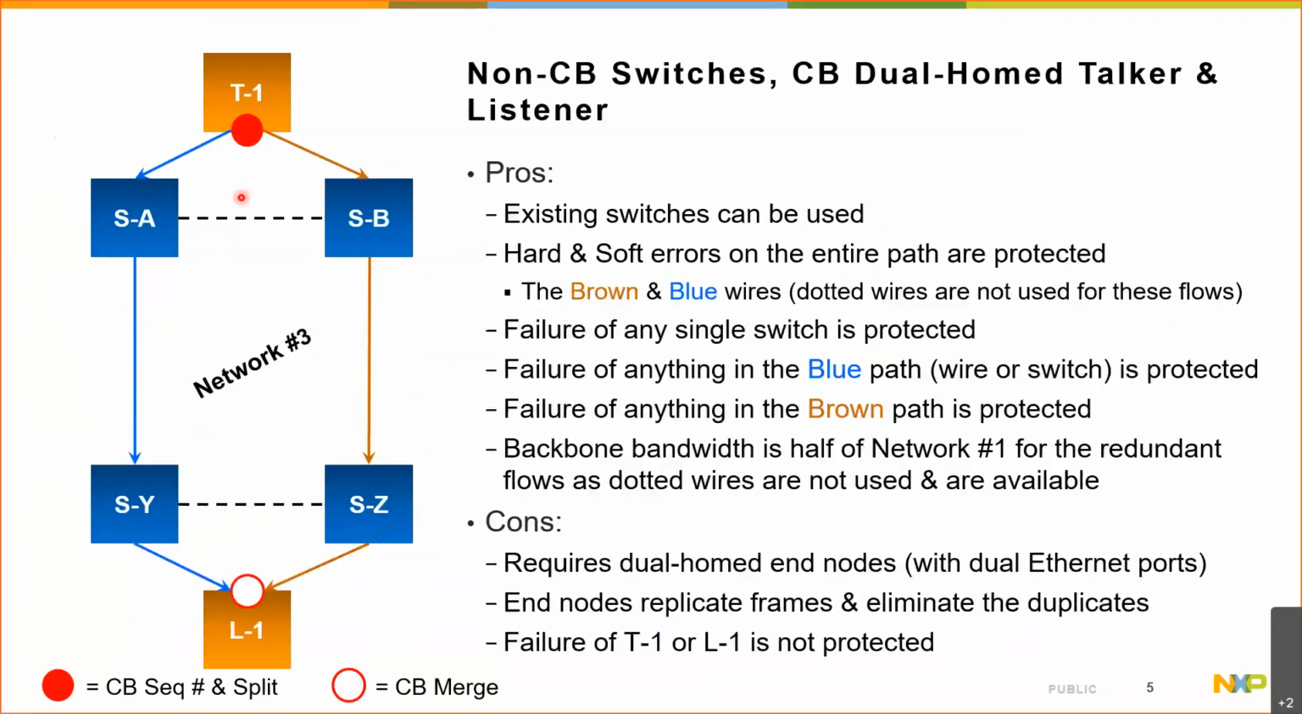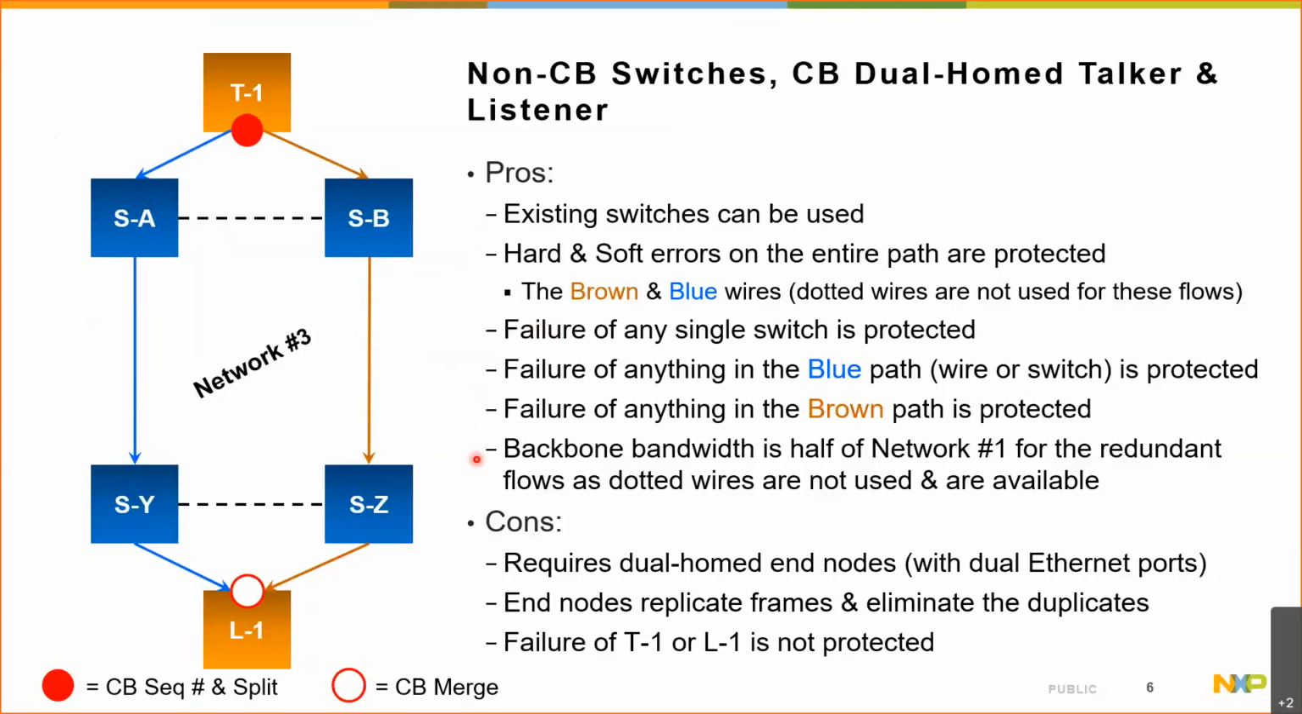And then in this model, we've taken the CB function out of the switches and put it in the talker and the listener and connected them with dual homing, meaning dual ports. So you have extra protection of flows. Now the advantage here is existing switches can be used, and hard and soft errors on the entire path are protected against, including the hard, meaning I could break this blue wire and I would still get the signal down to the listener. And failure of any single switch is protected, and failure of anything in the blue path and failure of anything in the brown path is protected.